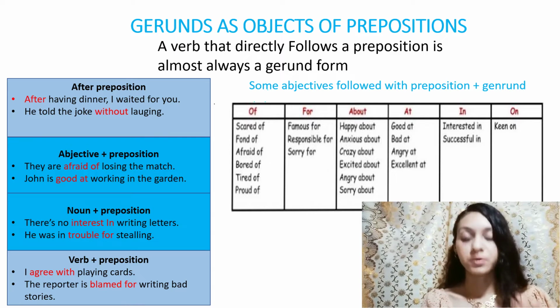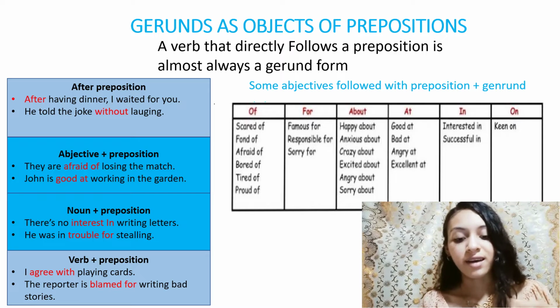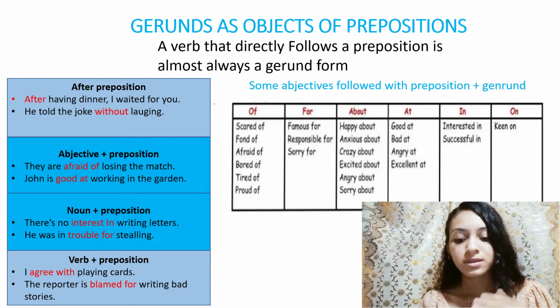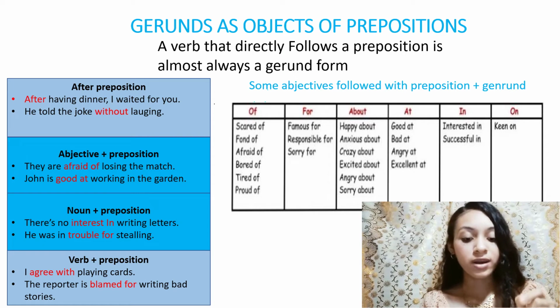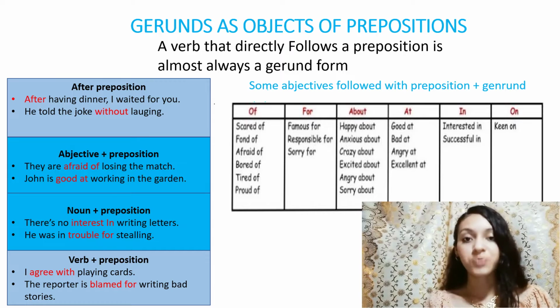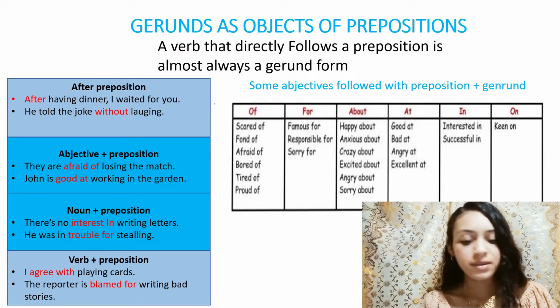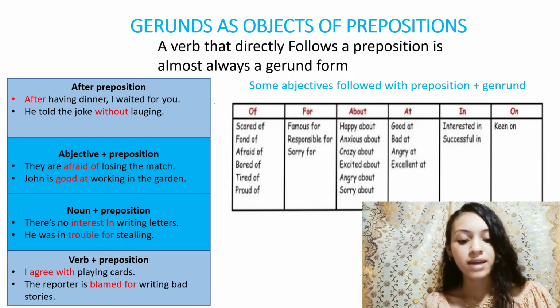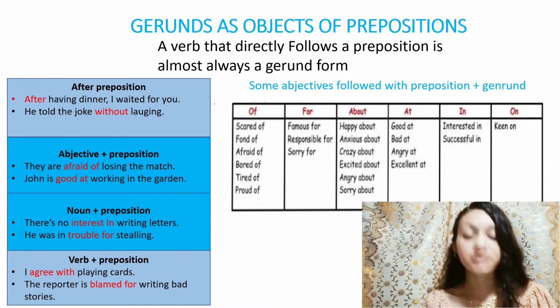Now, adjective plus preposition. The first example says, they are afraid of losing the match. The preposition is afraid of, and it comes with a gerund, losing. Now, another example. John is good at working in the garden. The preposition is good at, and it comes with a gerund, working. Now, noun plus preposition. We have two examples. There is no interest in writing letters. The preposition is interest in, and the gerund is writing. He was in trouble for stealing. The preposition is trouble for, and the gerund is stealing.